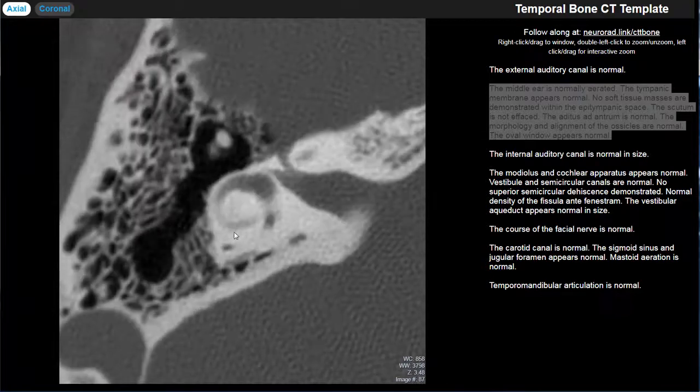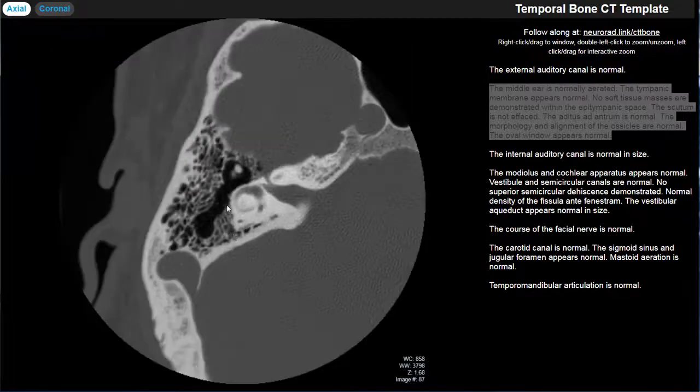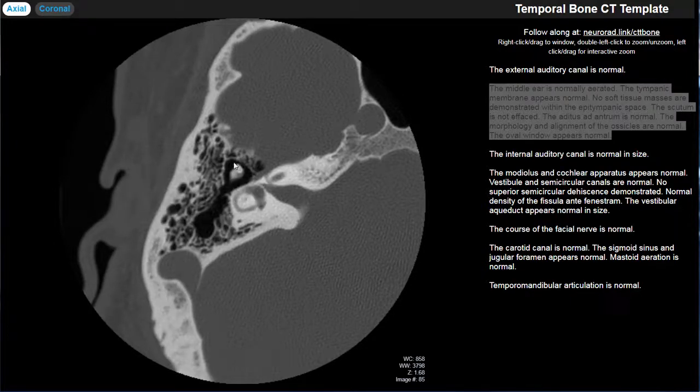So the next thing I talk about is the aditus ad antrum. So that is the entry to the attic, or the entry to the mastoid air cells. So here we have the epitympanum. This is the aditus ad antrum. And then this is the central mastoid tract, or the mastoid antrum. It's the largest portion of the mastoid air cells.